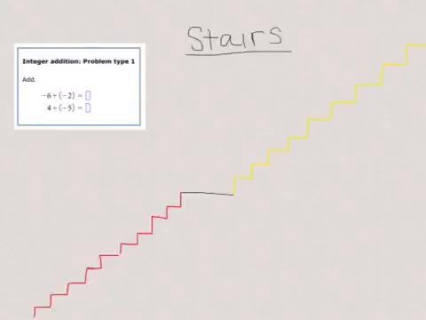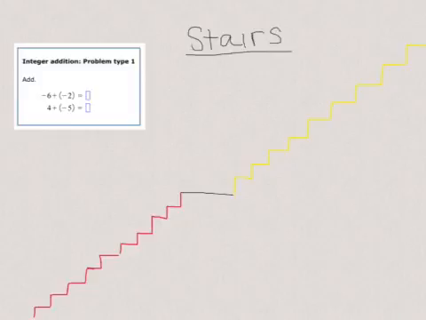Hey guys, today I'm going to talk about adding integers. It's the problem type 1 that you'll see on Alex. The way I'm going to develop this is by using stairs just to help with making sense of the problem before you even start. So the first problem we're going to start off with is -6 plus -2.